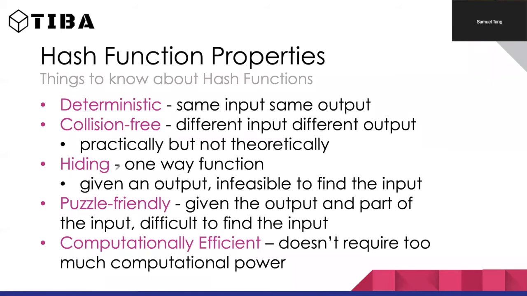The next property is hiding, meaning that a hash function is a one-way function. Given an output, it is infeasible, very unlikely, that you could find the input. And then next is puzzle friendly, which means that you are given the whole output and part of the input, but it's still difficult to find the rest of the input. It's more possible than with the hiding property, but it's still difficult to do. Next is computationally efficient, meaning that it doesn't require too much computational power to compute the hash function.